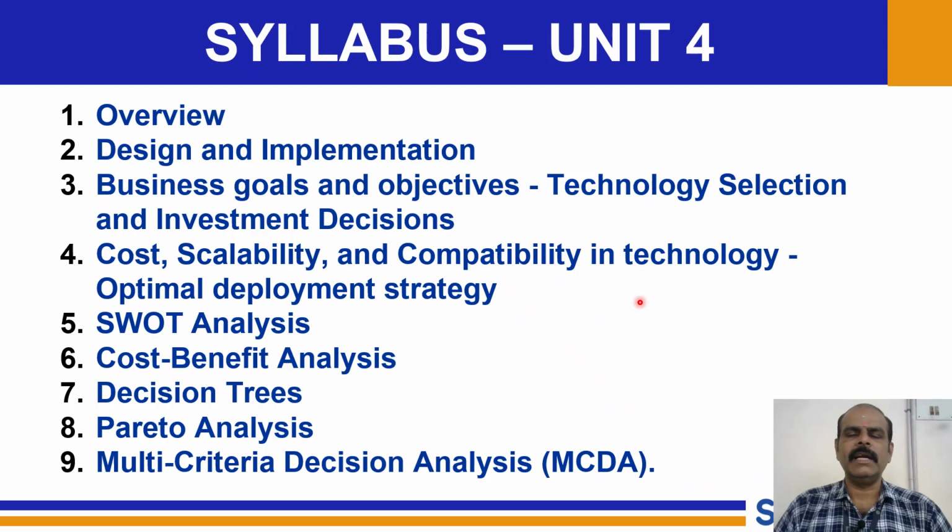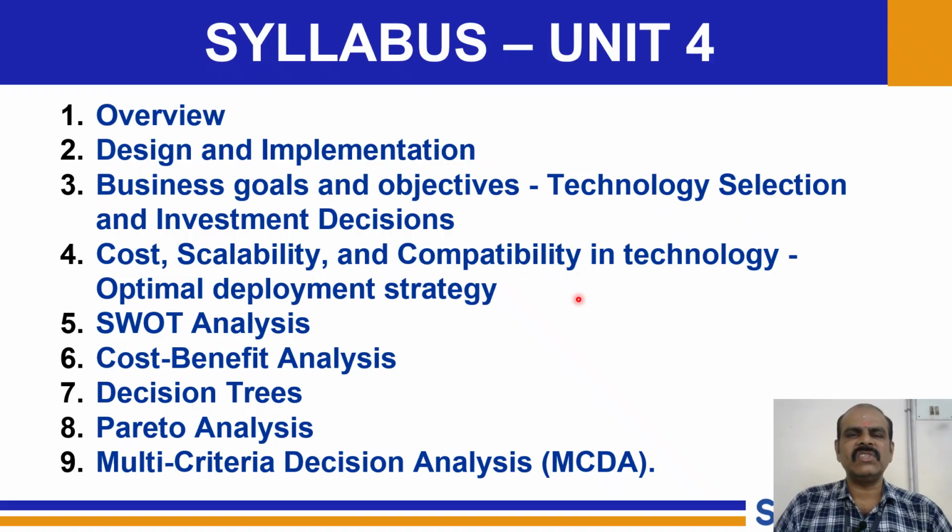The second half dealt with the various tools and techniques. There were 5 tools, and 4 tools we have already learnt; this is going to be the 5th tool. In order: SWOT analysis, cost benefit analysis, decision trees, Pareto analysis, and multi-criteria decision analysis is the topic we are going to discuss. Before we get into MCDA, we'll briefly recap the 4 techniques we learnt earlier.